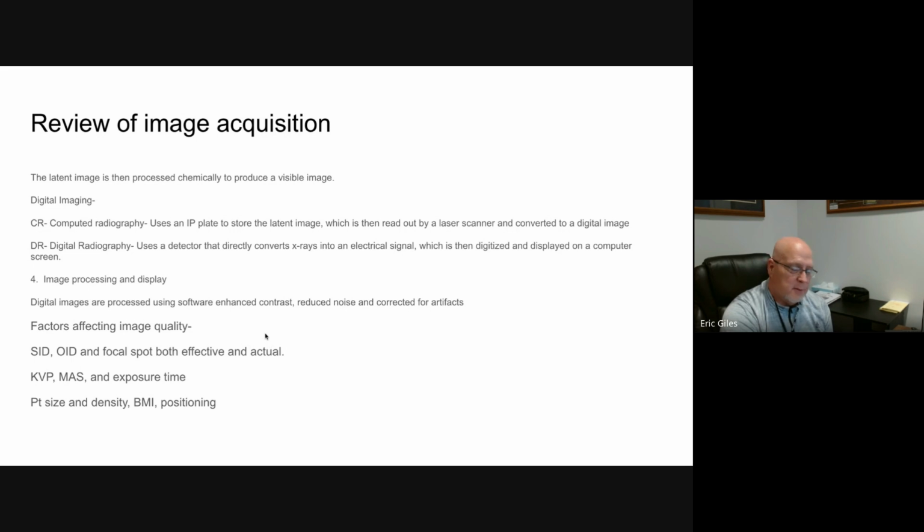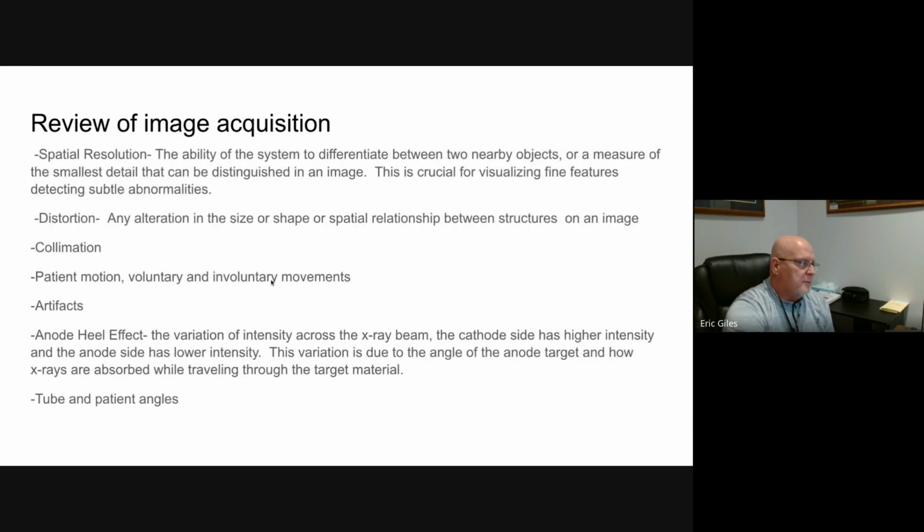KVP, mass, and exposure time, those all affect images. The size of the patient, density of the patient, BMI, positioning, all those things have an effect on our finished product. And that's what we're working towards, you guys knowing what you need to do if you have a bigger patient or a smaller patient, how to reduce technique or increase technique. And going forward, we're going to get more and more into that, and it's going to make sense to you, which is awesome.